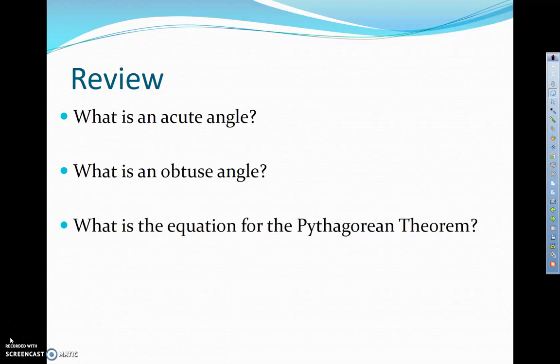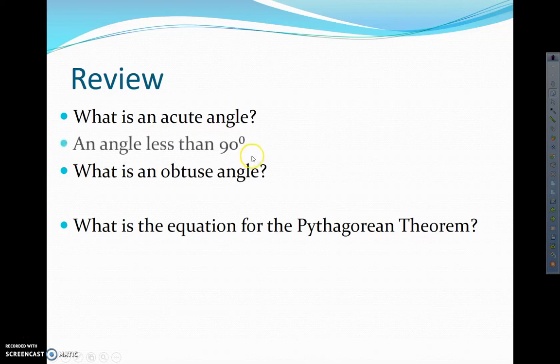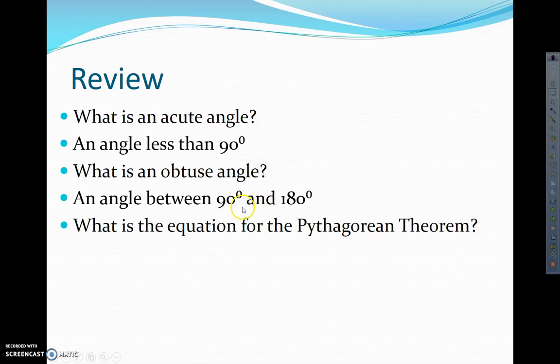Welcome back. We're going to look at the cosine law today, but before we begin, we're going to look at a quick review. What is an acute angle? It's an angle that's less than 90 degrees. What's an obtuse angle? It's an angle which is between 90 and 180 degrees. And what's the equation for the Pythagorean theorem? These are things which you should know going into this lesson.